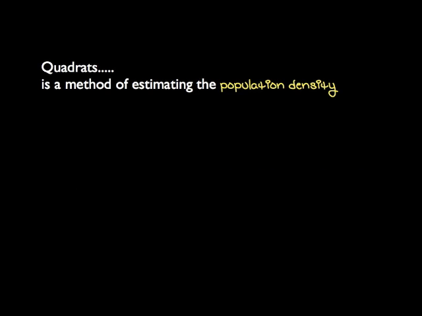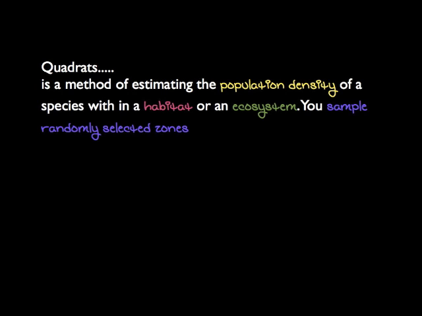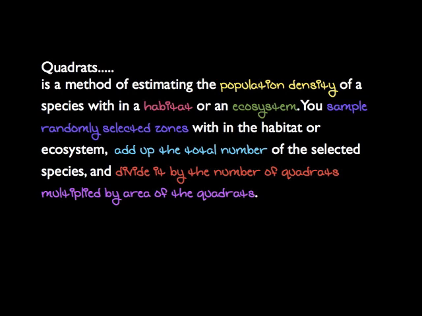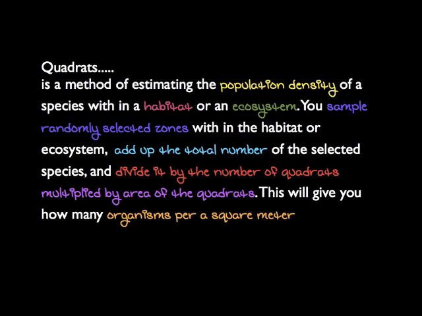Quadrats is a method of estimating the population density of a species within a habitat or an ecosystem. You sample randomly selected zones within a habitat or ecosystem, add up the total number of the selected species, and divide it by the number of quadrats multiplied by the area of the quadrats. This will give you how many organisms there are to a square meter, which is the population density.